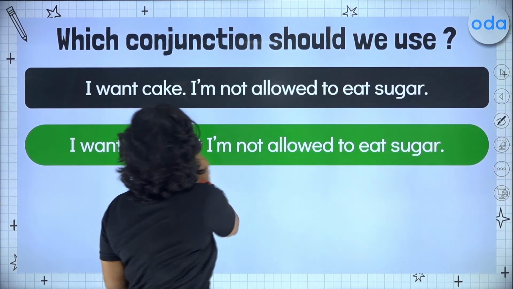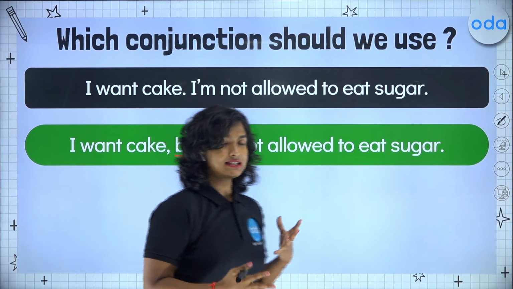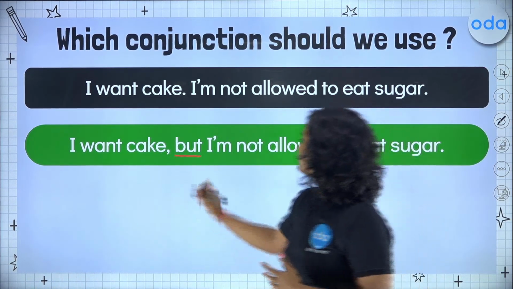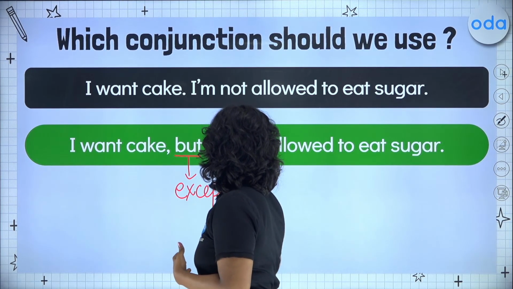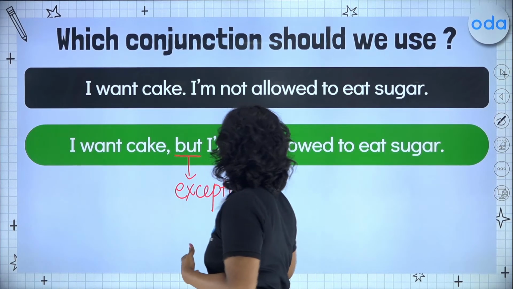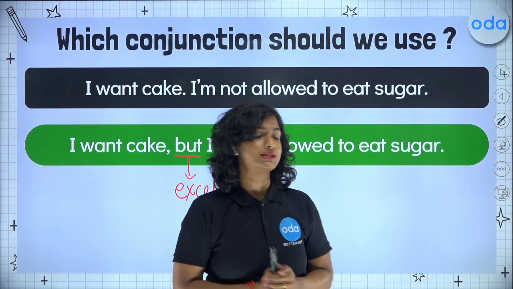So notice how but is helping us see the contrast. It is helping us see something that we do not expect. But helps us see the exception or the contrast between the first and the second part of the sentence.